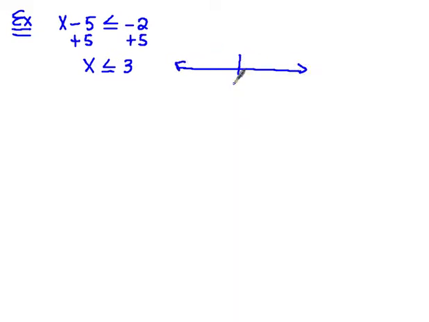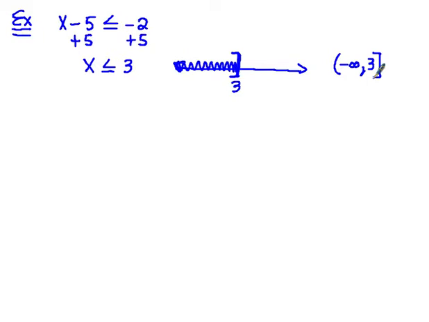Less than or equal to is to the left. So I'm going to shade to the left, and 3 gets a bracket. And of course, we're going to have to do the interval notation. So the interval notation would be from negative infinity, which gets a parenthesis, and it stops at positive 3, and positive 3 would get a bracket.